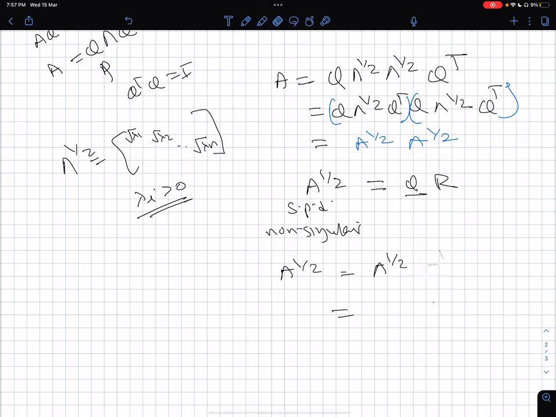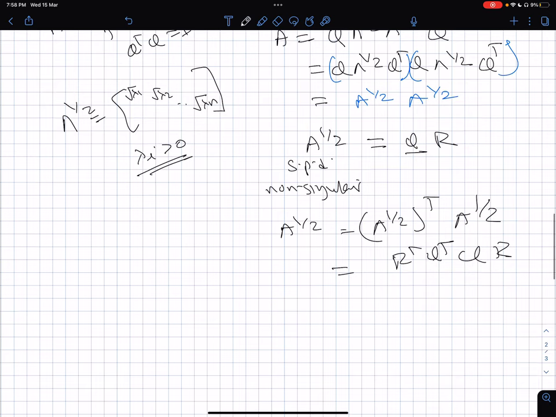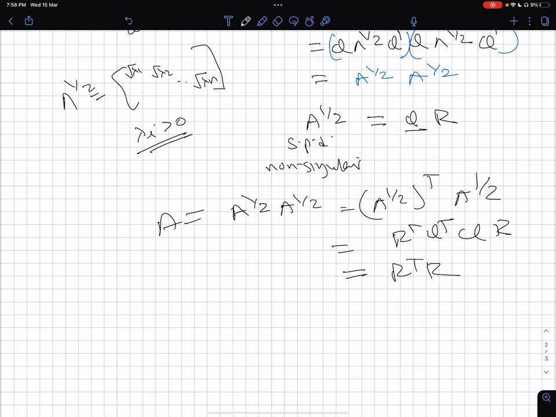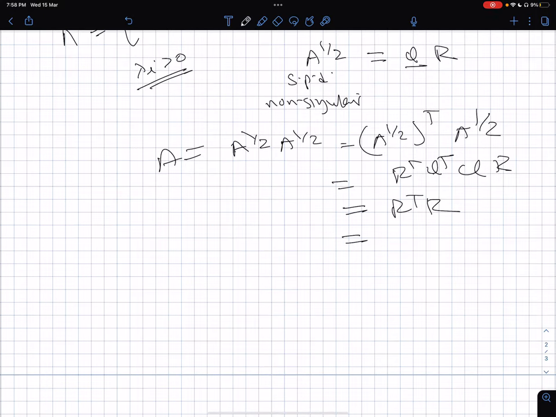I'm going to write this as A to the power half, transpose A to the power half. So this is QR. I need to cancel this, Q transpose Q equal to identity. I would need to use this property. So therefore, A to the power half A is equal to R transpose R. And R is what?